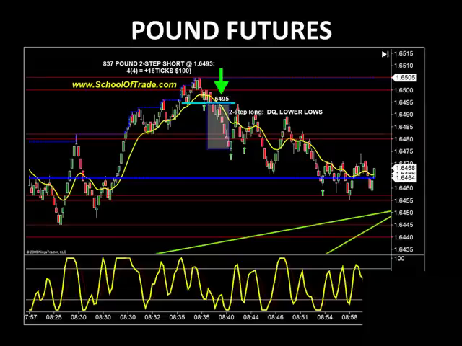Let's look at some of the trades we took today. Now today, guys, over 80 ticks on crude. We made some money here in the pound first, gave it back a little bit later, but great day in the market. Thursday morning, 3rd quarter GDP.